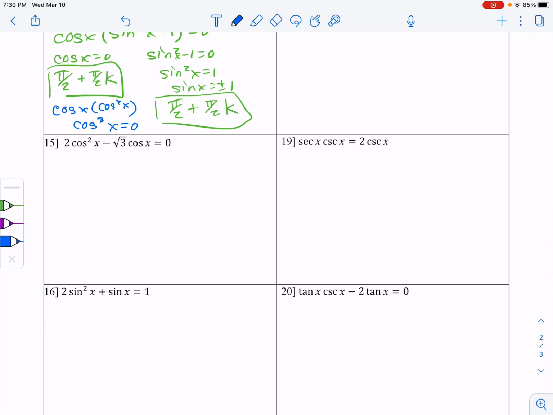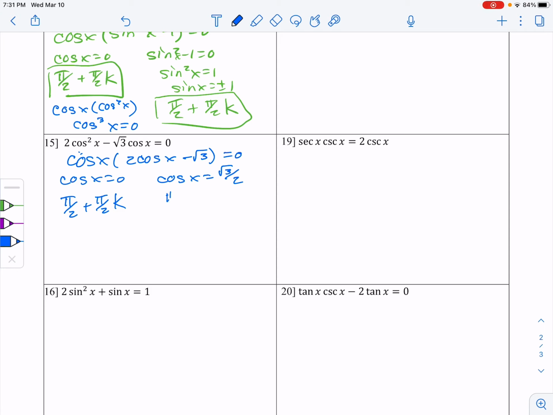Okay? Got to factor this one. I'm going to pull out my cosine. I'm left with 2 cosine x minus root 3. Now I have the cosine of x equals 0, and the cosine of x equals root 3 over 2. The cosine is 0 at pi over 2 plus pi over 2 k. The cosine, oh, nope, it's just positive. The cosine is positive at pi over 6 and 11 pi over 6, and you have to add 2 pi k to that. So you need all those answers on that one. Got it?